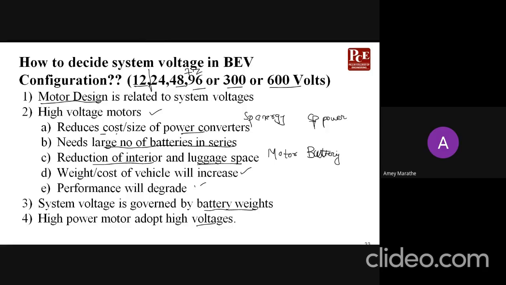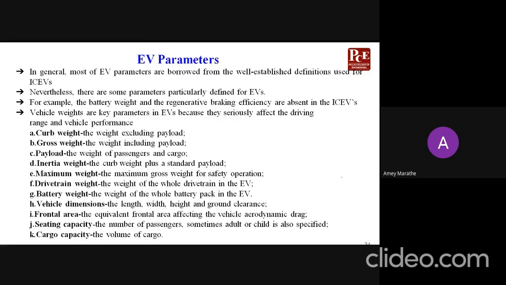So how to optimize? Optimization is a problem. How do you optimize your motor and battery, and then how can you decide the final system voltage? Whether you want to go with 72 volts, for 72 volts you will require a specific motor and a specific battery. Which battery will give you this 72 volts, and which motor can you select on the basis of your system voltage? All these questions we are going to answer moving forward.